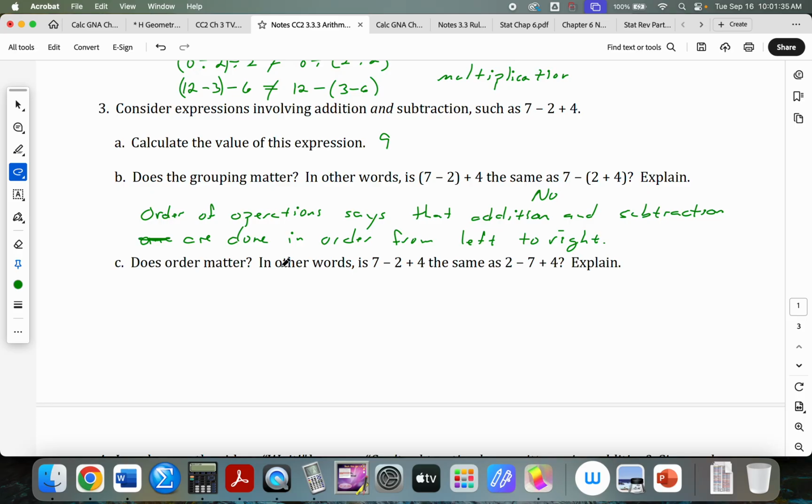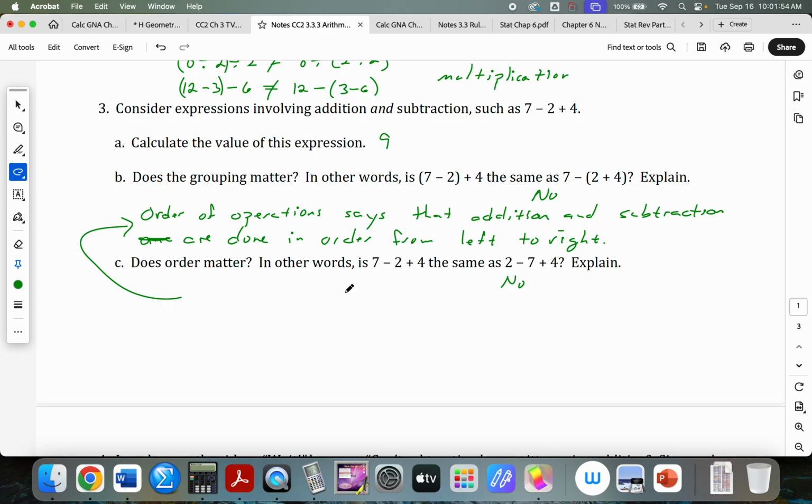And then, does the order matter? Is 7 minus 2 plus 4 the same as 2 minus 7 plus 4? No. And I'm going to just put the same thing. Order of operations says you do it in order from left to right.